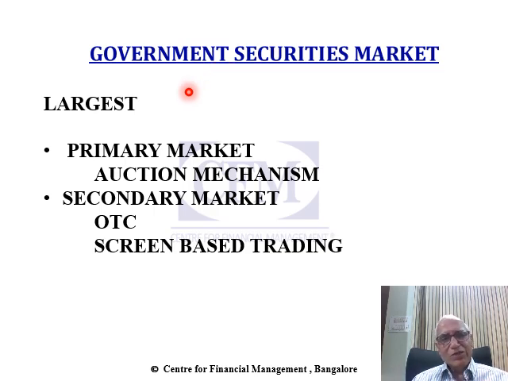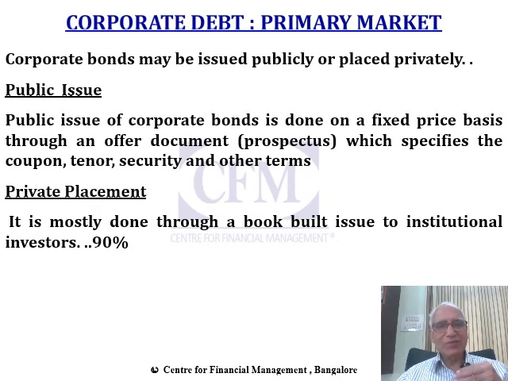new issuances in the primary market and over 80% of turnover in the secondary market. In the primary market, government securities are offered through an auction mechanism conducted on a weekly basis by Reserve Bank of India, which serves as the investment banker to the government. In the secondary market, the bulk of the trades take place in the over-the-counter market. Screen-based trading also has been introduced by Reserve Bank of India, but currently it doesn't account for a significant portion of trading.